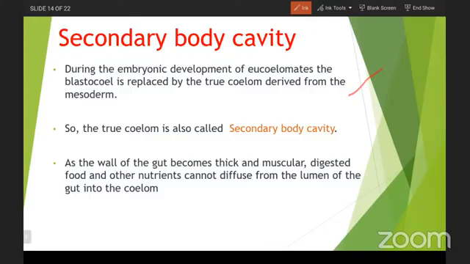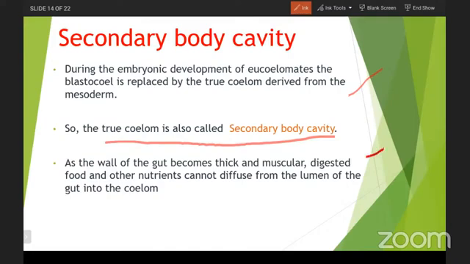This is going to happen every time in the case of true coelomic animals. So the true coelom is called the secondary body cavity. The coelomic portion which replaces the blastocoel is called a secondary body cavity. The wall of the gut becomes thick, because the mesoderm has an epithelium lining, the peritoneum, on the gut side as well as the ectoderm side. That is the reason it becomes very thick and muscular.